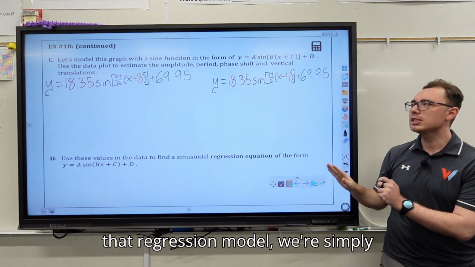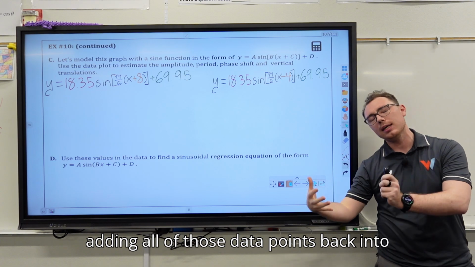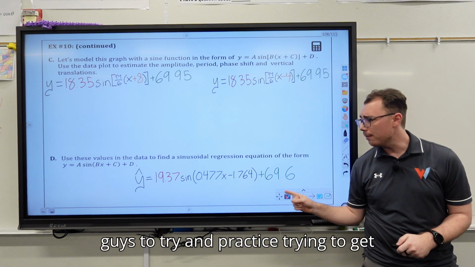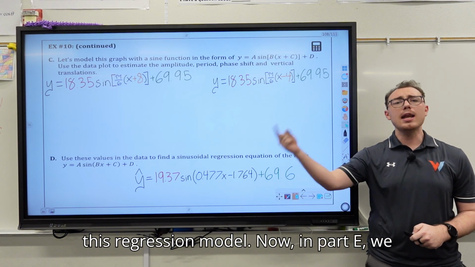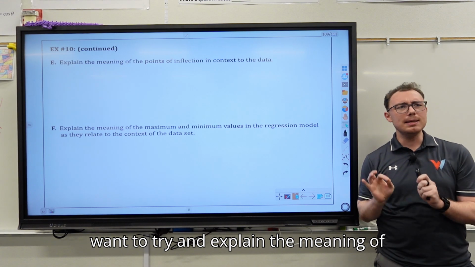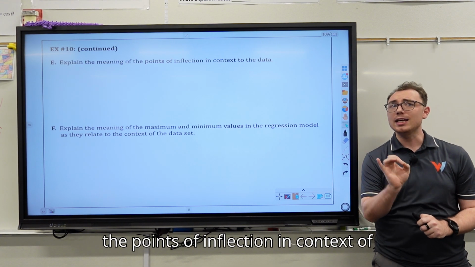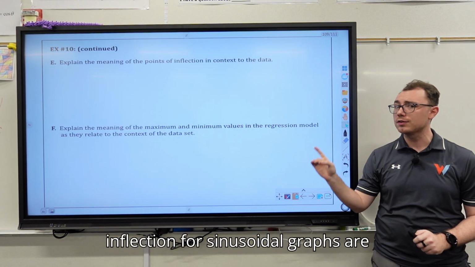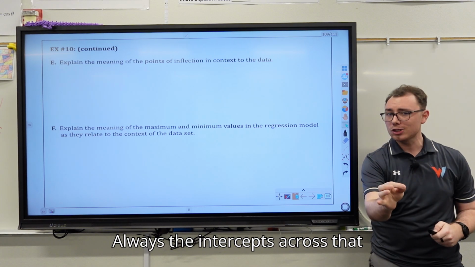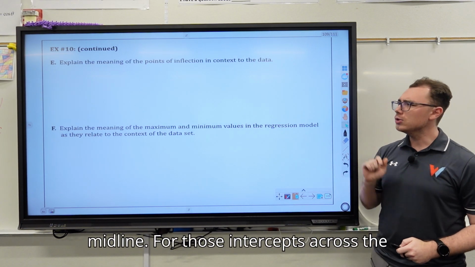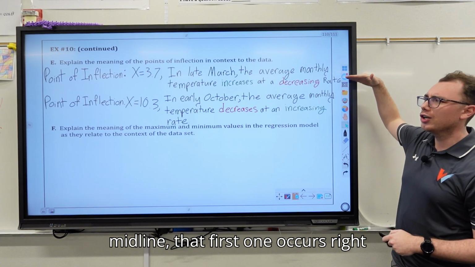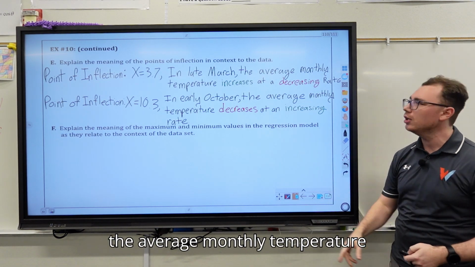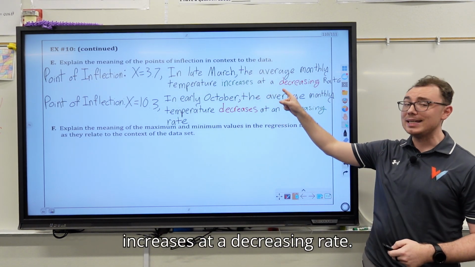For that regression model, we're simply adding all of those data points back into our TI-84 to eventually get this regression model here. I'd love for you guys to try and practice trying to get this regression model. Now, in part E, we want to try and explain the meaning of the points of inflection in context of the data. Remember, those points of inflection for sinusoidal graphs are always the intercepts across that midline. For those intercepts across the midline, that first one occurs right around 3.7. So in late March, the average monthly temperature increases at a decreasing rate.